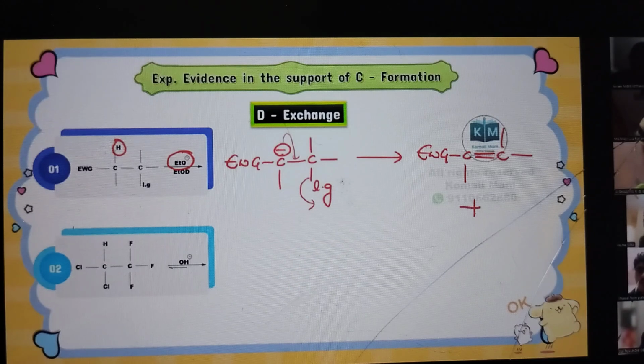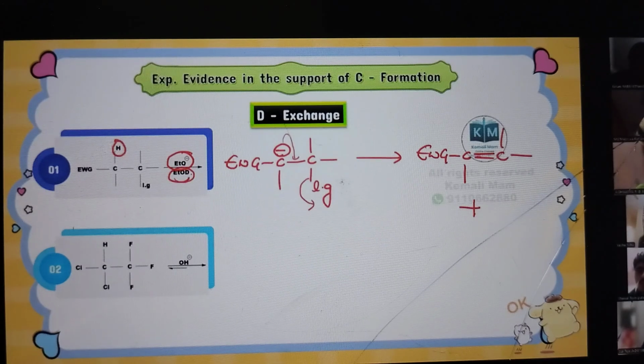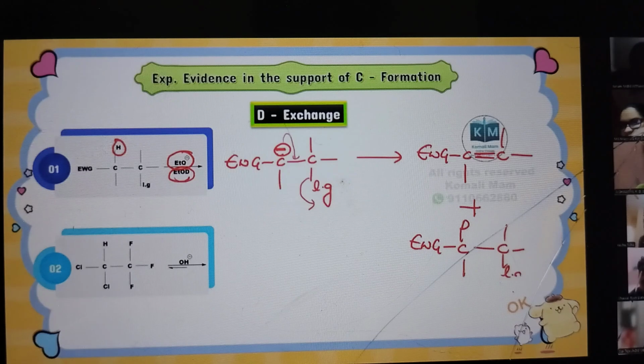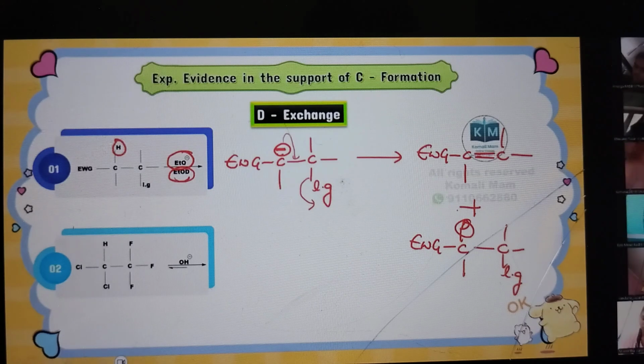Along with this, as you are taking deuterium ethoxide also, that deuterium ethoxide gives D plus, EtO minus and D plus. That D plus will come and attack on this carbon anion and we will be getting an additional product here, the deuterium product. So this is proof that deuterium is coming and attacking here, meaning a carbon anion is an intermediate which is forming. That's why the deuterium is attacking here.